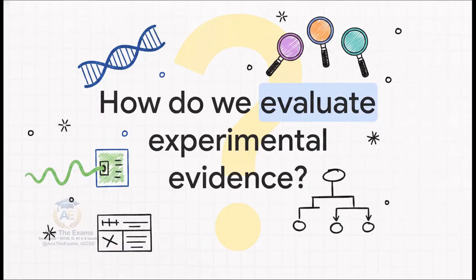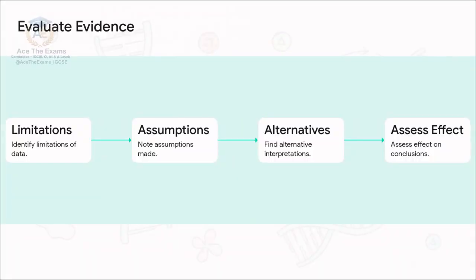Let's say an exam question throws a table at you, showing unexpected RNA sequences from a lab. If you just spit out textbook definitions, you score 0. You've got to use this framework as a lens to really interrogate the data. Evaluating evidence quality means systematically stepping through a checklist. You have to identify the limitations, note the assumptions being made, find alternative interpretations, and assess the effect on the final conclusions. If there's a mutation in the template strand, don't just say transcription fails.